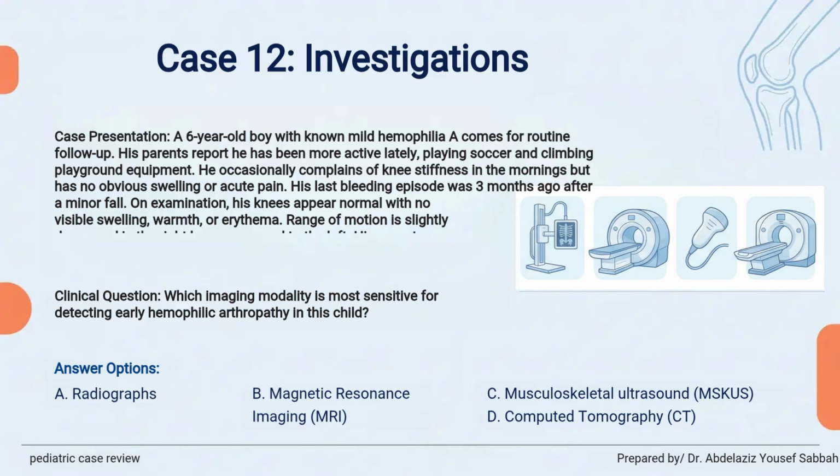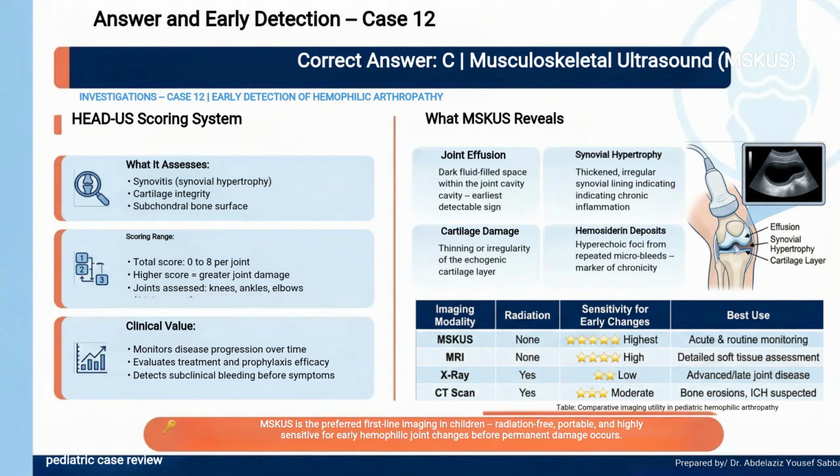Option A, radiographs. Option B, magnetic resonance imaging. Option C, musculoskeletal ultrasound. Option D, computed tomography. The correct answer is option C, musculoskeletal ultrasound. Musculoskeletal ultrasound is the preferred first-line imaging in children for monitoring hemophilic arthropathy. It is radiation-free, portable, and highly sensitive for early hemophilic joint changes before permanent damage occurs.